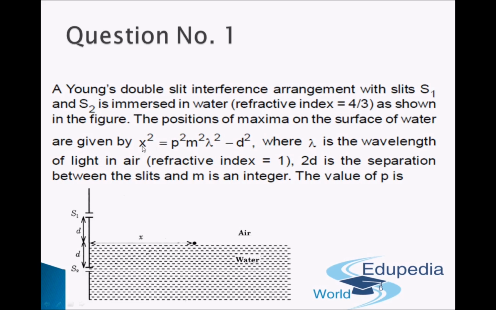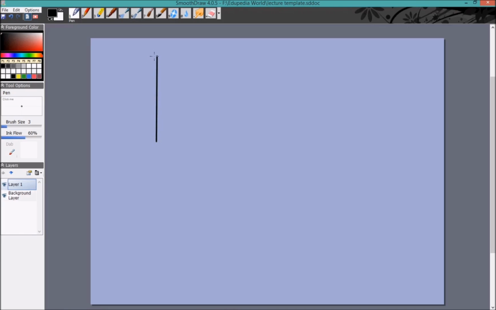So essentially we want to find out what the position of the mth maxima is, and that formula will be something like this, and from that we will be able to calculate the value of P. Let's say this is the first slit and this is the second slit. And this whole distance is x. This distance is d, this distance is d. This is air, so refractive index is 1 here. This is water, so refractive index is, it's given to me, 4 by 3.